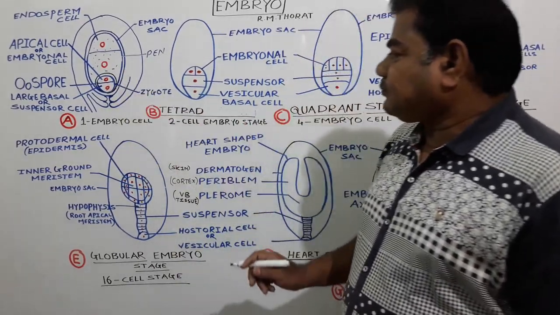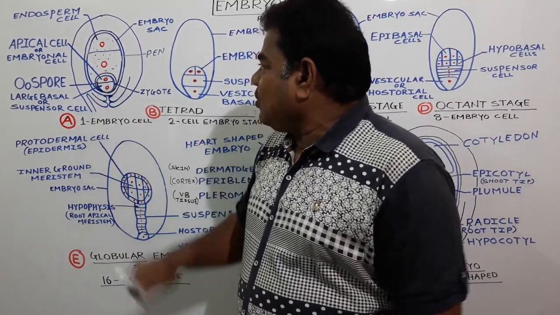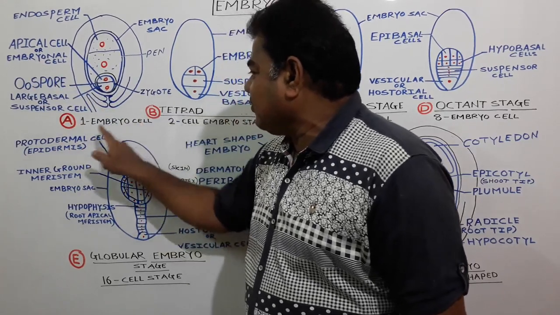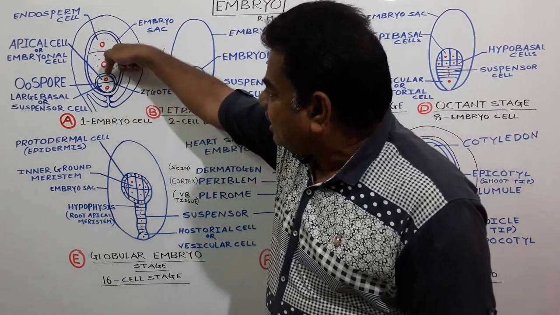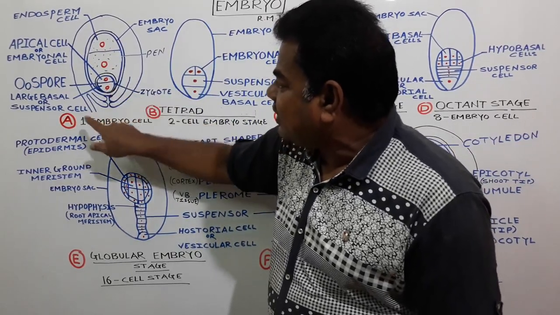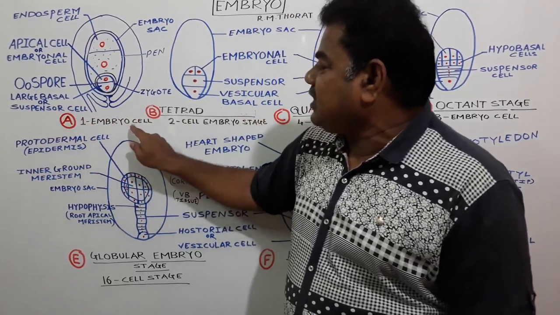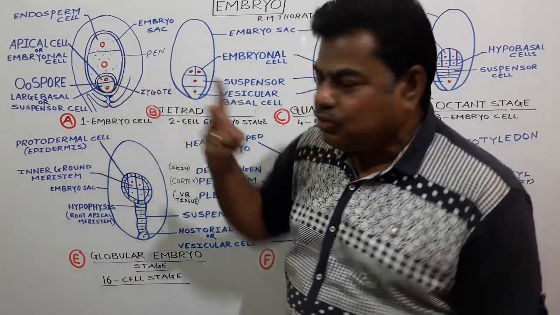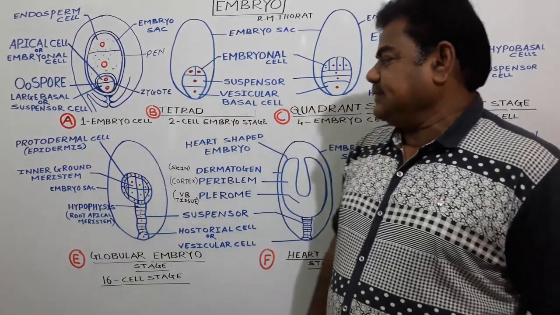Now see here, this embryo is only one cell structure. One embryo cell is formed here. One is the embryonal cell, and the second one we call the large basal cell, or the suspensor cell. Means now the embryo is of only one cell structure. No doubt this zygote is of two cell structure, but the embryo is of only one cell structure like this.